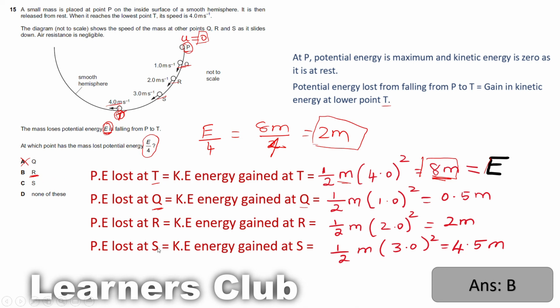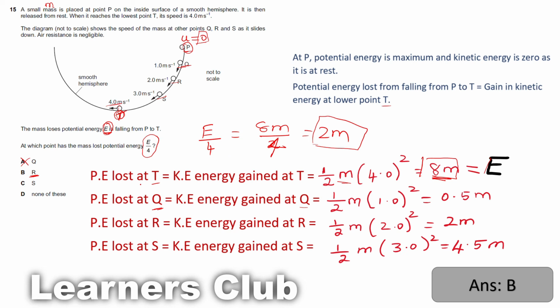So potential energy lost at S, which is gained kinetic energy at S. So the speed is 3. So half m 3 square, which becomes 4.5m. Remember, the m does not stand for the unit of length. It stands for the mass of small object. Since we don't know the mass, I've mentioned it as m.